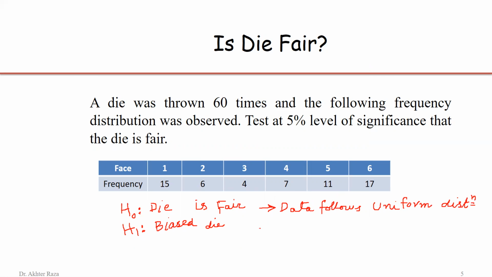And the alternate hypothesis is data does not follow uniform distribution. So this is the null and alternate hypothesis. We have to find out the expected frequencies first. As I told you, expected frequencies can be determined with the help of probabilities. So firstly, we have to find out the probabilities, Px.